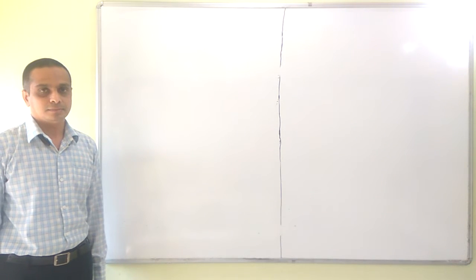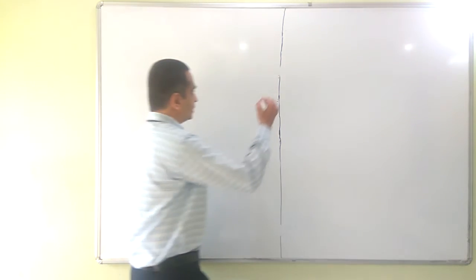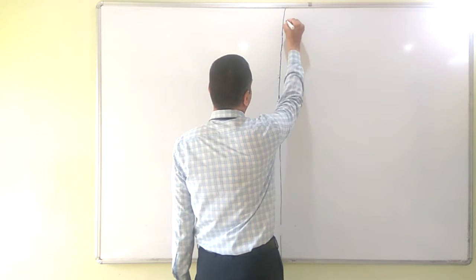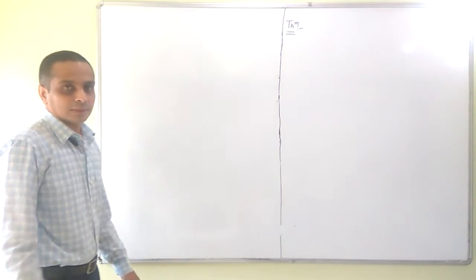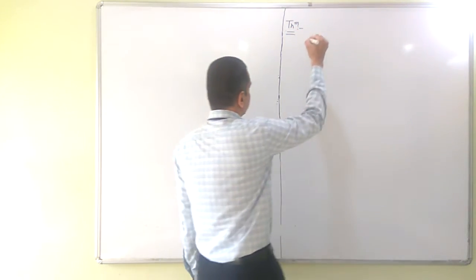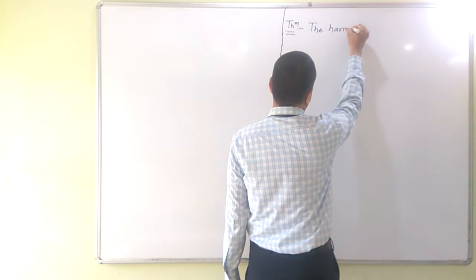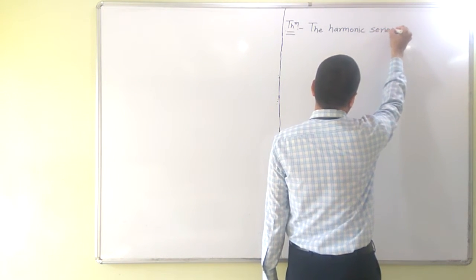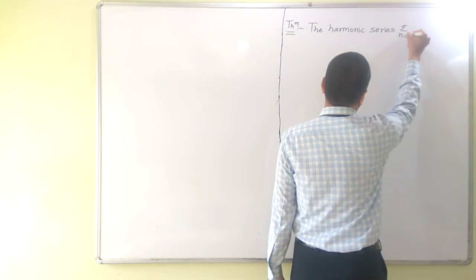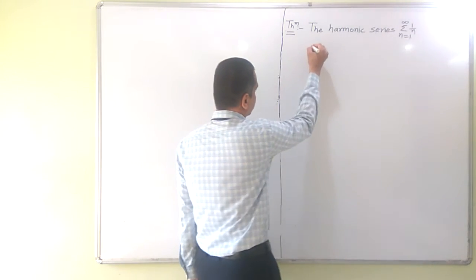Dear students, in this lecture, we will prove that the harmonic series is divergent. Let us take this as a theorem. The harmonic series, summation n equal to 1 to infinity 1 upon n, is divergent.